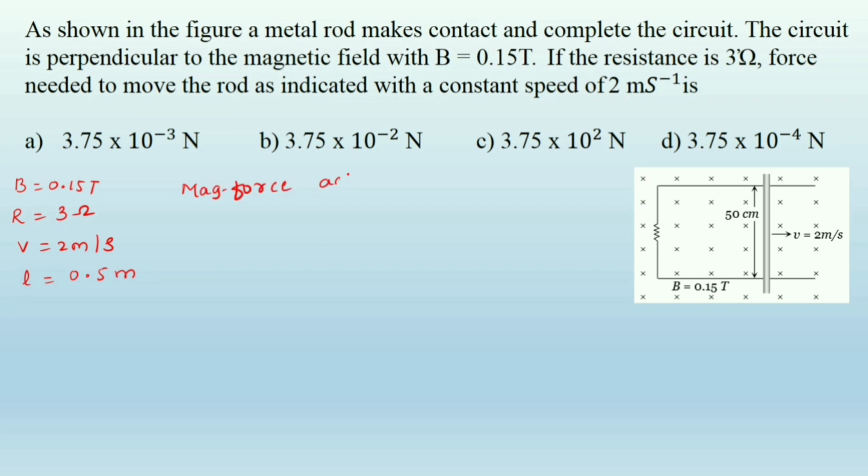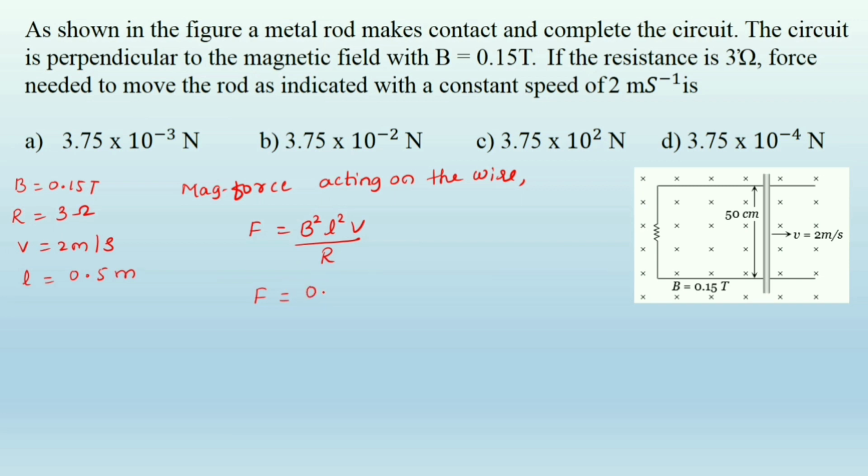Magnetic force acting on the wire or on the given rod is given by F equal to B square L square V divided by R. So directly we can use this equation to calculate the magnetic force needed to move the rod inside the uniform magnetic field. So B, L, V and R, all the values are given.